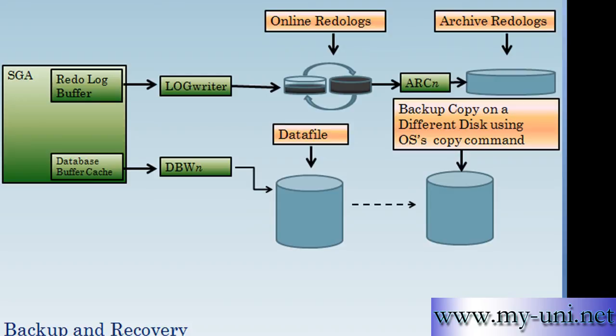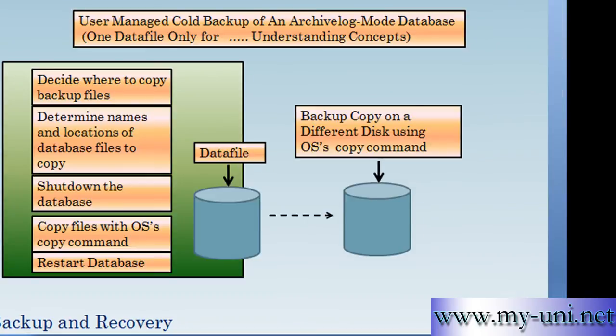Before we do that, let's have a look at this slide. There were four stages. You have to decide where to copy backup files. Then you have to determine the names and locations of the database files to copy, and find the size of the files as well, so you know how much disk space you need. Then you simply shut down the database, copy all the files with the help of the operating system's copy command, and restart the database. This is a user-managed cold backup of an archived log mode database. We backed up only one data file, and that was for understanding concepts.